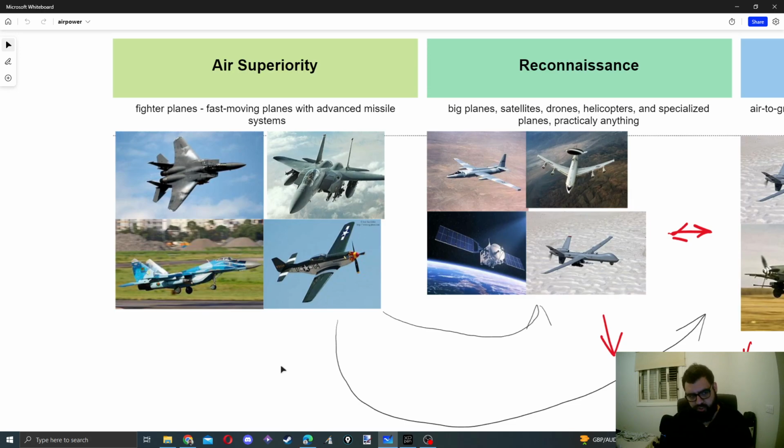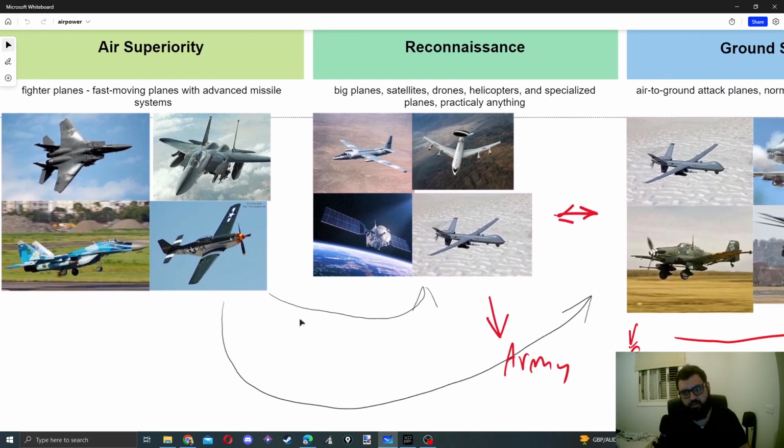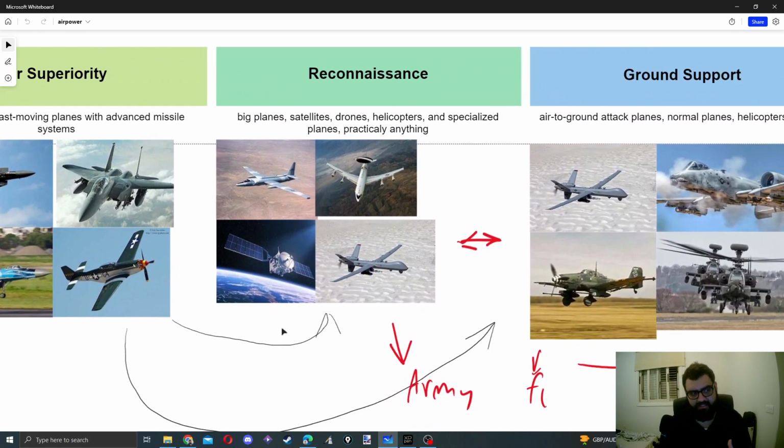Once you have managed to achieve air superiority, and you do so through the means of fighter planes or fighter jets, that means fast-moving, high-tech, missile-equipped planes that can destroy practically anything that flies in the sky, you then have reconnaissance. Reconnaissance acts directly in conjunction with the army along with the air. Here, reconnaissance can be achieved by drones, big planes, even satellites. The idea is to give a better image of what's going on.